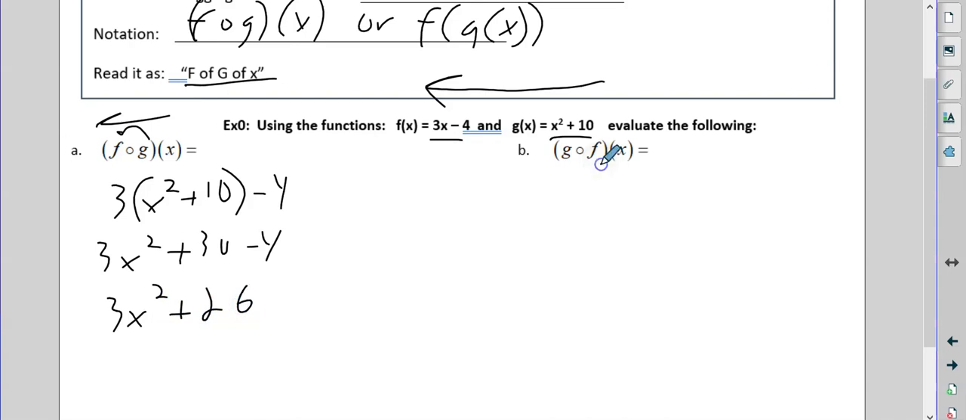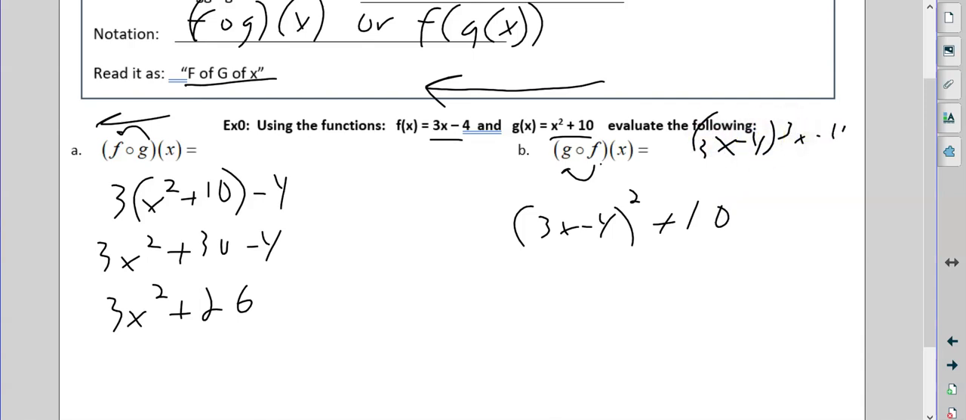Now this one reads g of f of x, but again, we're going to plug f into g. So we're going to write g is x squared, so we're going to take the x out and put this in for it, square it, plus 10. Now if you need to come off to the side and FOIL this or double distribute it, you can do that. I'm just going to do the shortcut where you square the first term, 9x squared. You multiply and double, so negative 12 doubled is negative 24x, and you square the last term.